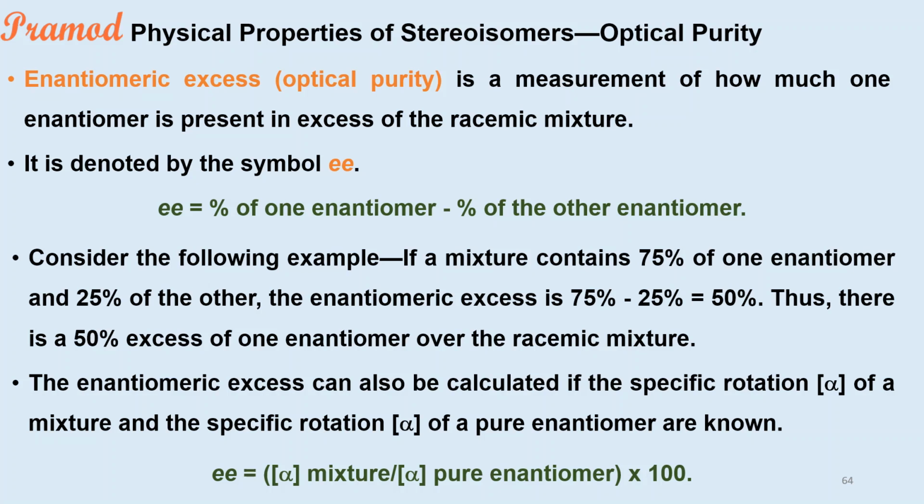So you have the specific rotation of the mixture, and you have the specific rotation of your pure compound. If you know these, then you can find the enantiomeric excess. The specific rotation of your pure compound is standard. By calculating the specific rotation of the mixture and putting it in this formula, you will come to know the enantiomeric excess. In short, you will come to know how pure your enantiomers are in your mixture.